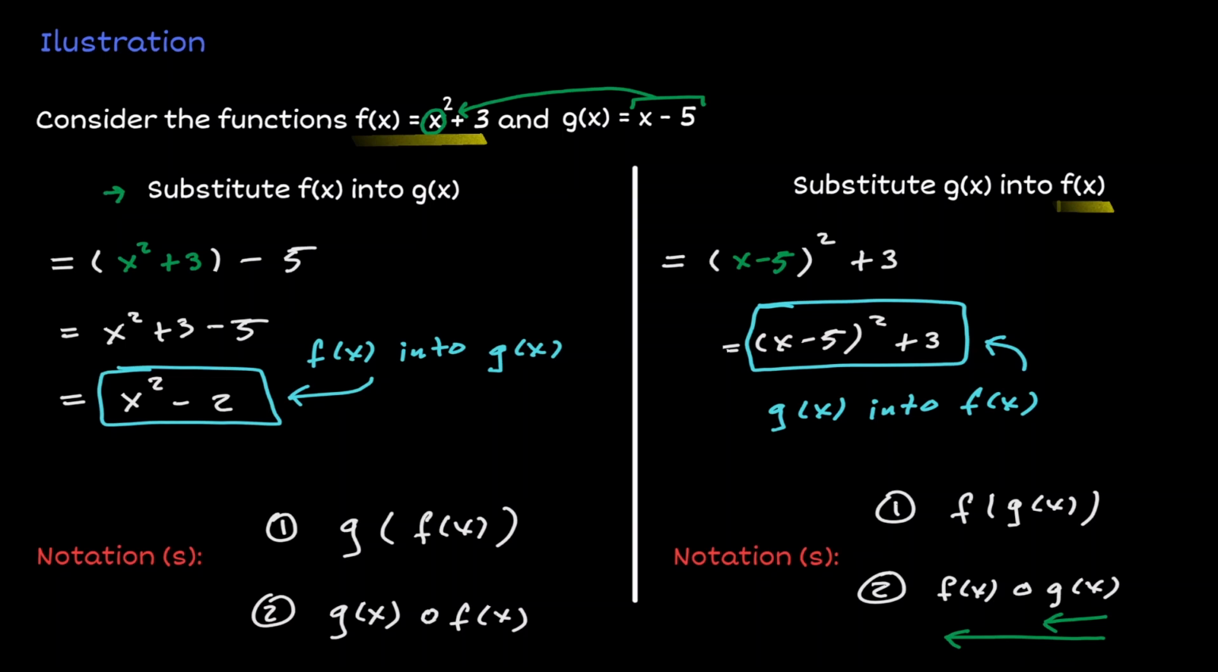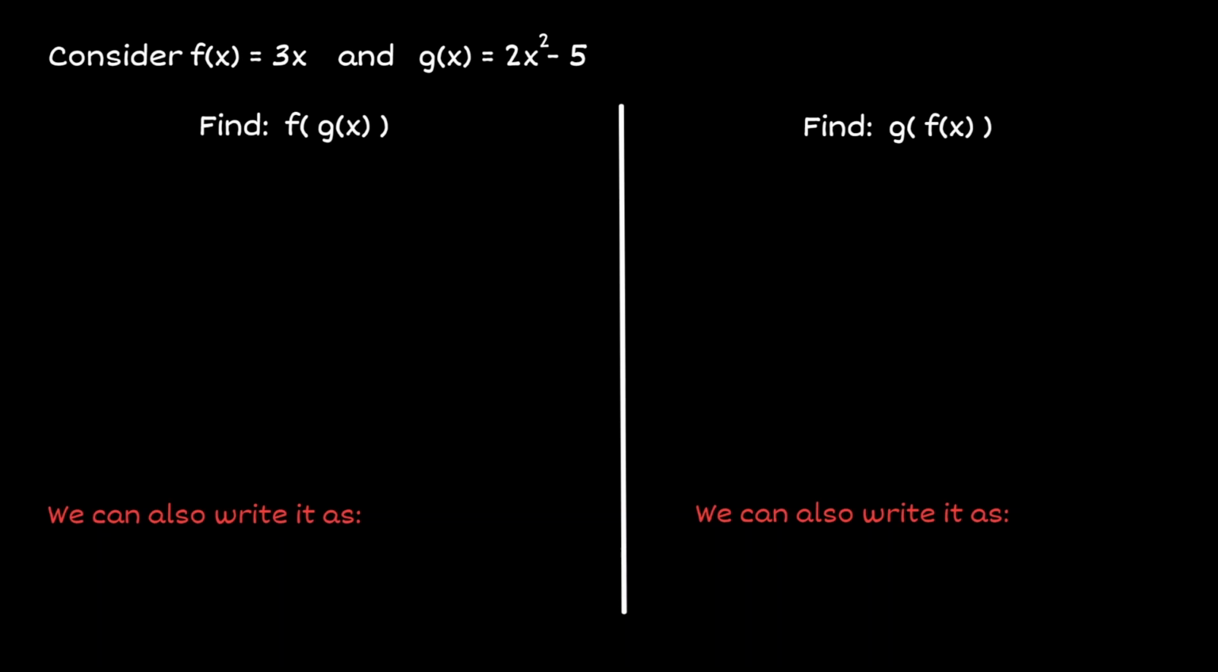Let's take a look at one more example. So now we're given two functions. f of x is 3x and g of x is 2x squared minus 5. And the first thing that we want to do is find the value of f parenthesis g of x. This notation is saying that we're going to take the function g of x, and we're going to substitute it inside the function f of x.